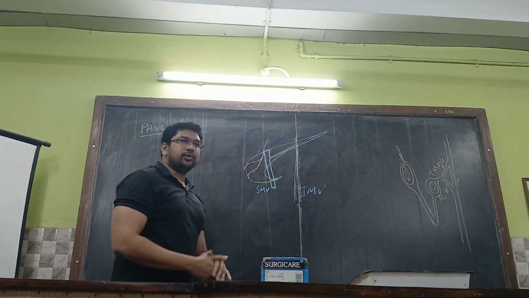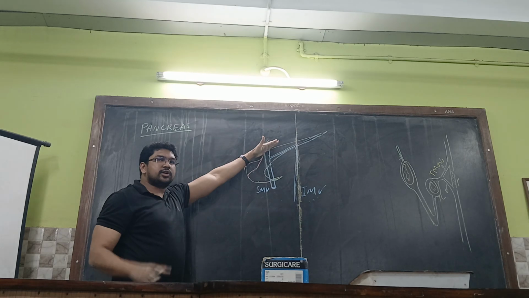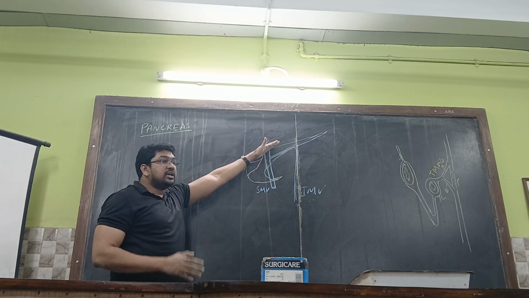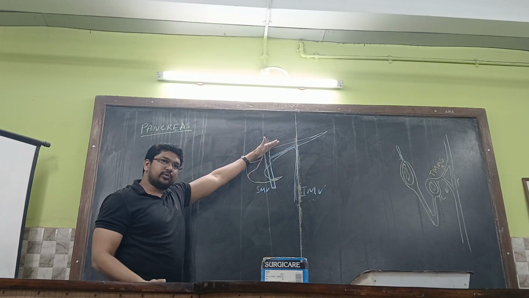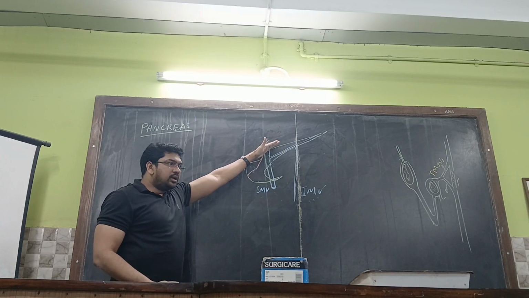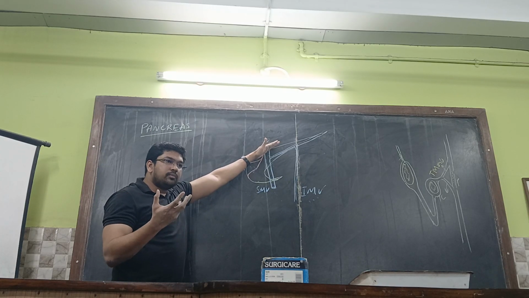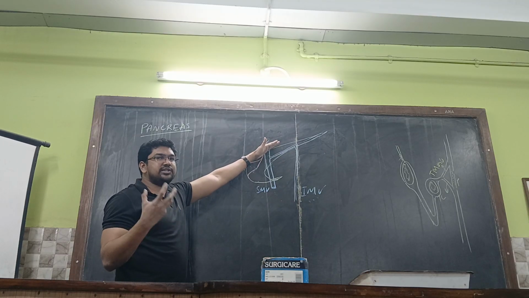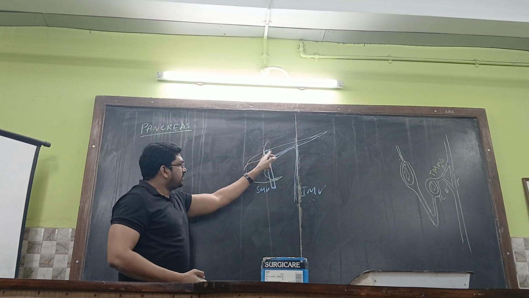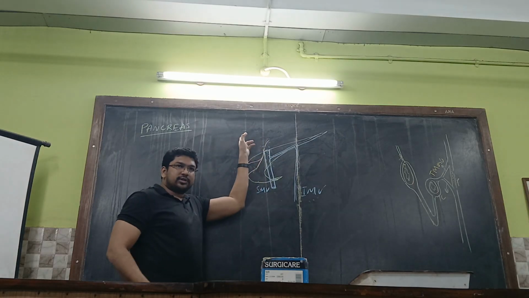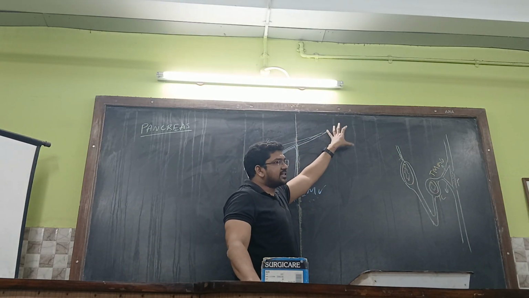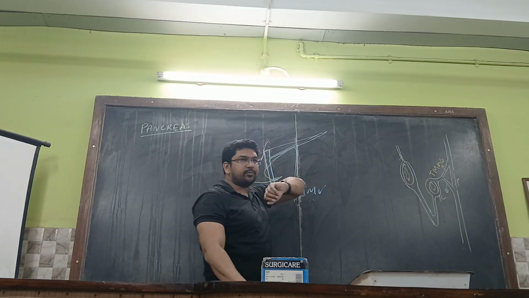So I have already told you, whenever there is portal hypertension or portal obstruction, what will happen to the spleen? Splenomegaly. Why does splenomegaly occur over here? Excessive storage of the blood, nothing but the congestion of the spleen, because the venous drainage is not entering into the portal vein. So all the blood which is collected in the spleen will be stored there itself, leading to the splenomegaly over here. Okay.